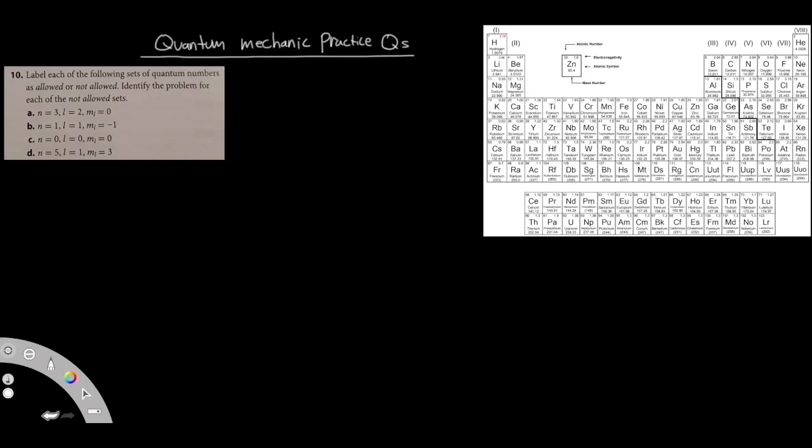Quantum mechanics practice questions. Number 10. Let's try. N is equal to 3. Alright, we've got to figure out if this is allowed or not. We'll check every single set of quantum numbers to see if it works out. So let's start with A.